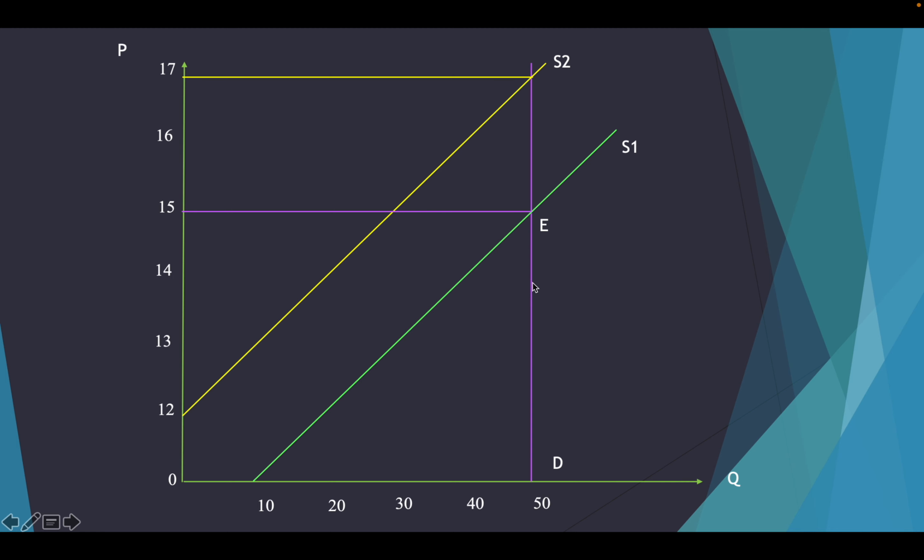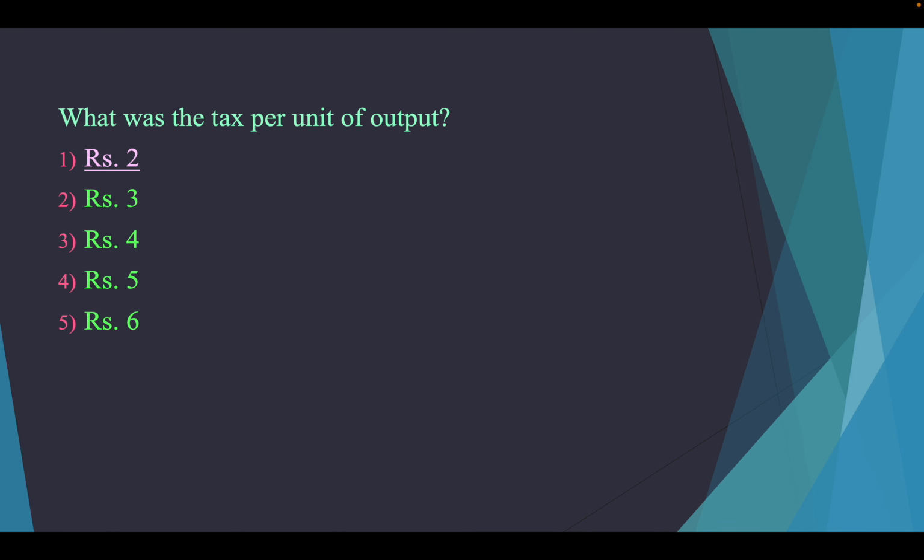Then this is the place where the supply curve before the tax intersects, and you have to find the price here. Then from 15 to 17, between the equilibrium price and the before-tax supply curve at the intersect, that is the tax. So 15 to 17 is the tax, that means 2 rupees. Okay, that is why it is 2 rupees. So when you draw the diagram, you can find the answer.